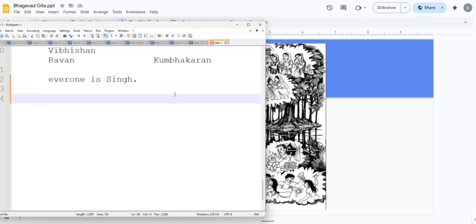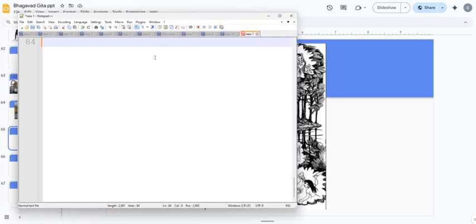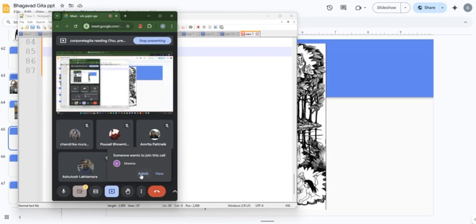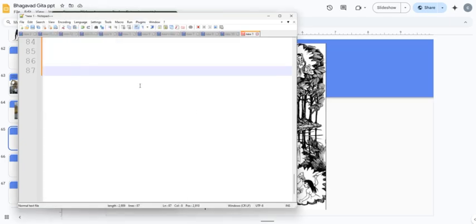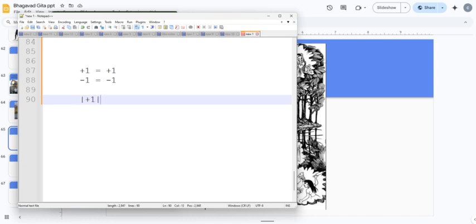I explain it this way. In mathematics, there is a concept called absolute. Plus 1 is equal to plus 1, right? Minus 1 is minus 1. But when we do the absolute of plus 1, it is 1. And the absolute of minus 1, what is the absolute of minus 1? We have learned this in school. It is plus 1. Oh, sorry, plus 1.